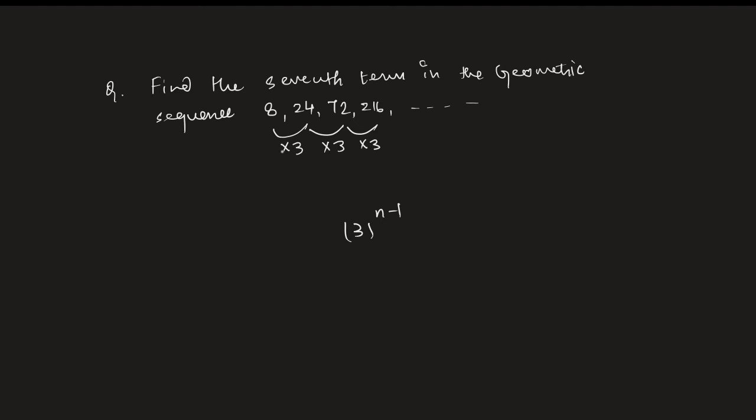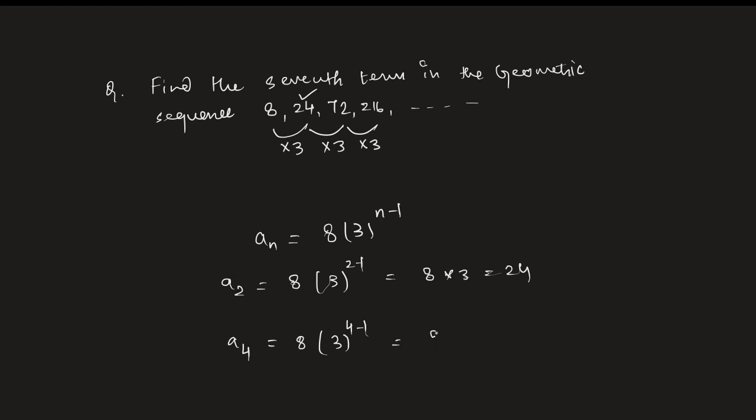Okay, what is my first term? First term is 8, so I have to multiply this whole by 8. Now let's verify if this is my formula. A2, the second term, is 8 times 3 to the power 2 minus 1, which gives me 8 times 3, which is 24. Done. Now let's verify for one more, that is A4, the fourth term. A4 is 8 times 3 to the power 4 minus 1, which is 8 times 3 to the power 3. So 3 to the power 3 is 27.